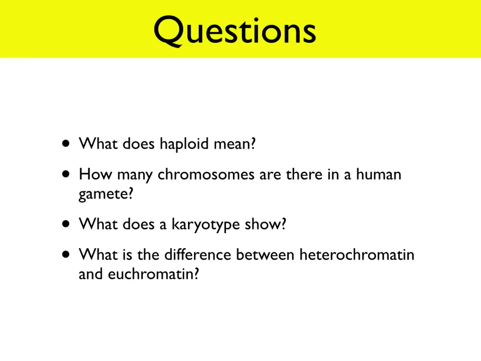Here are a few questions which you can copy down and then answer in your own time. What does haploid mean? How many chromosomes are there in a human gamete? What does a karyotype show? And what's the difference between heterochromatin and euchromatin?